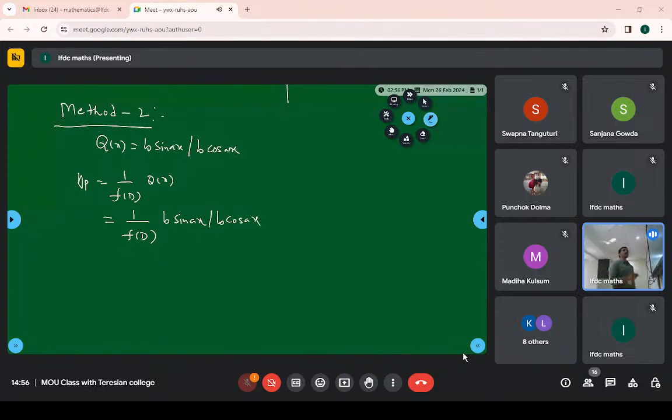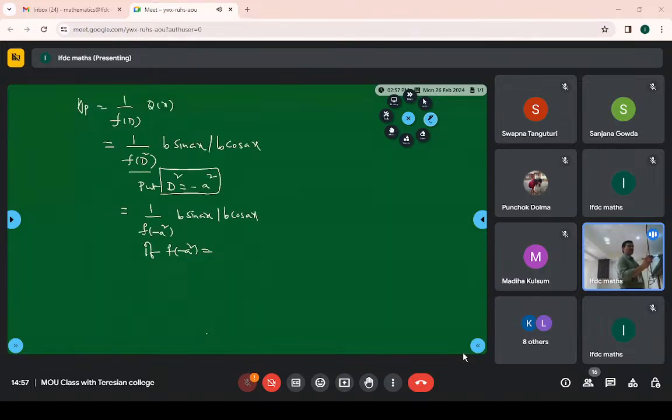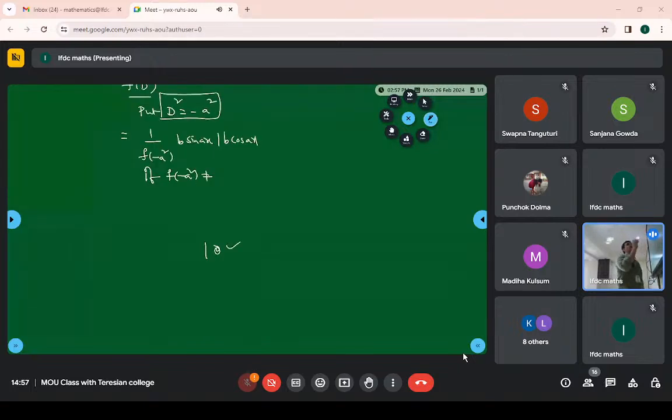Now what do we need to substitute? If d is there, we cannot substitute; it must be d square. So we substitute d square equal to minus a square. Last time we substituted d equal to a, but here in the denominator, when we do sine and cosine kind of problems, we must have the d square term. So in the place of d square, we substitute minus a square. If I substitute this, f of minus a square into b sin ax or b cos ax will come, if f of minus a square is not equal to 0. Comfortable, this is not equal to 0, this is perfectly done.